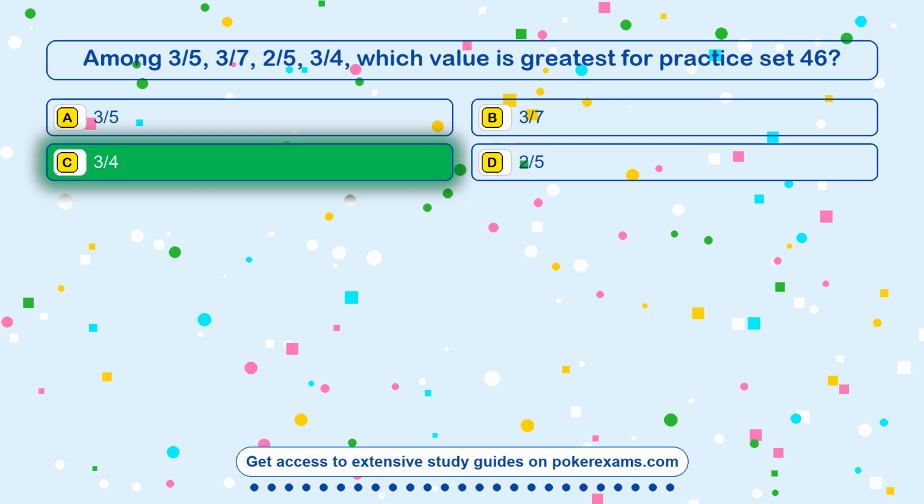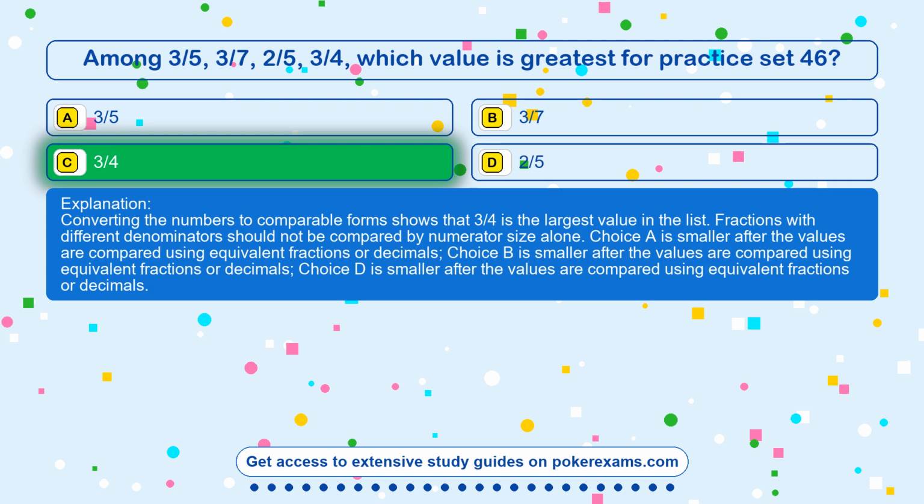The correct answer is option C, 3/4. Converting the numbers to comparable forms shows that 3/4 is the largest value in the list. Fractions with different denominators should not be compared by numerator size alone. Choice A is smaller after the values are compared using equivalent fractions or decimals, Choice B is smaller after the values are compared using equivalent fractions or decimals, Choice D is smaller after the values are compared using equivalent fractions or decimals.